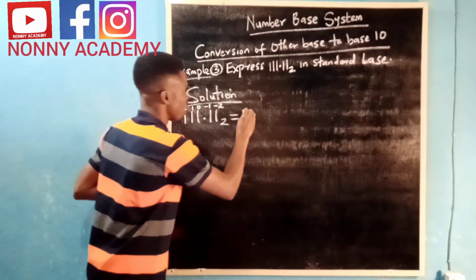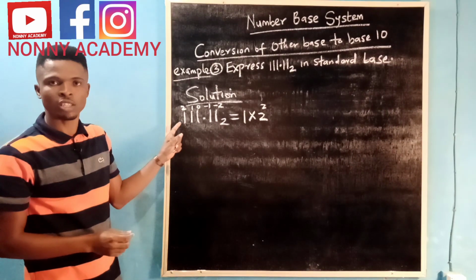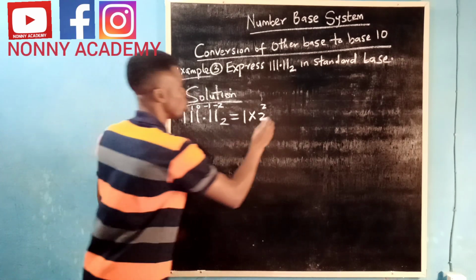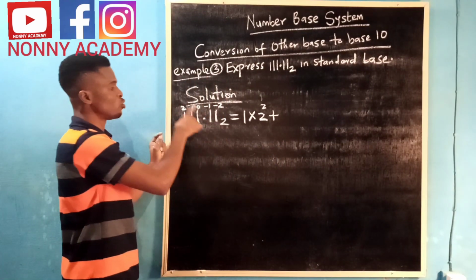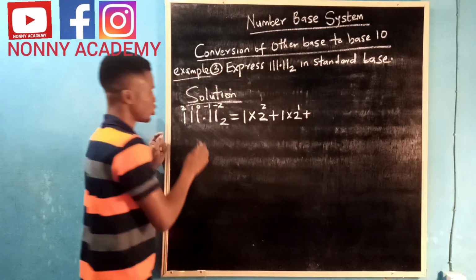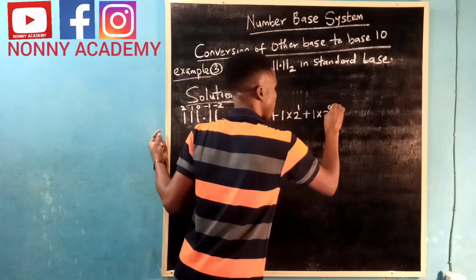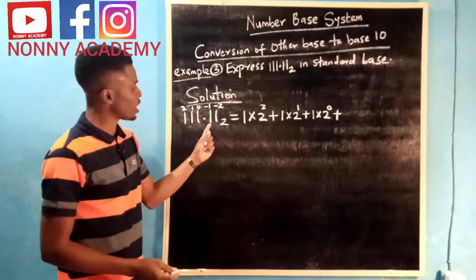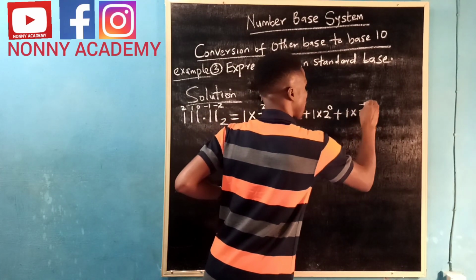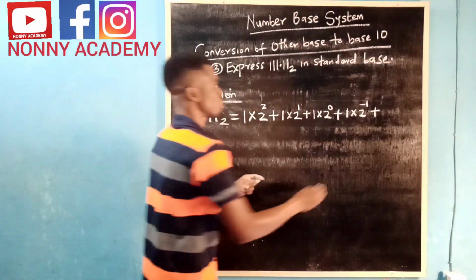Now let's continue. We have 1 times 2 raised to power 2. That is the digit times the base raised to the power on top of the digit. Plus 1 times 2 raised to power 1. Plus 1 times 2 raised to power 0. Plus 1 times 2 raised to the power of -1. Plus 1 times 2 raised to the power of -2.